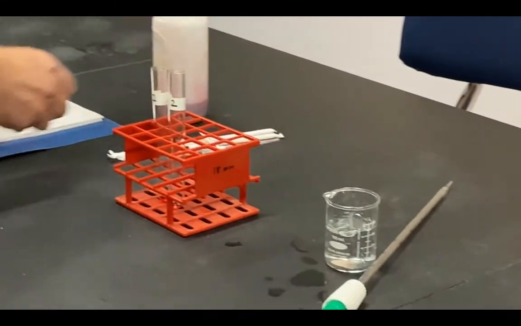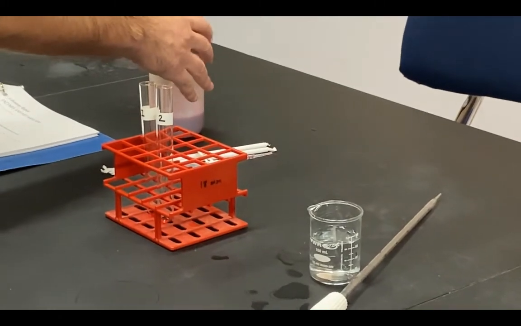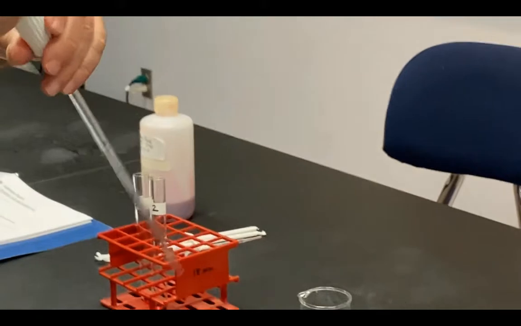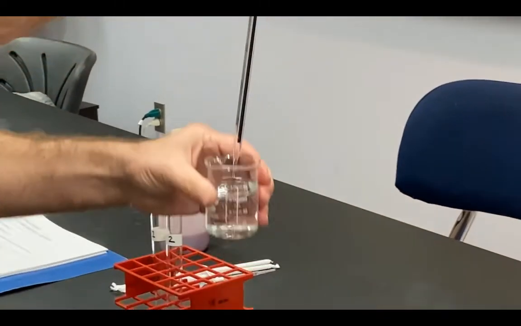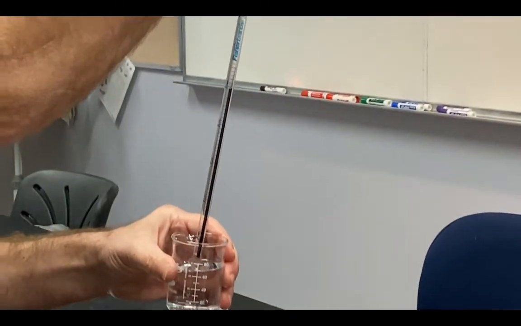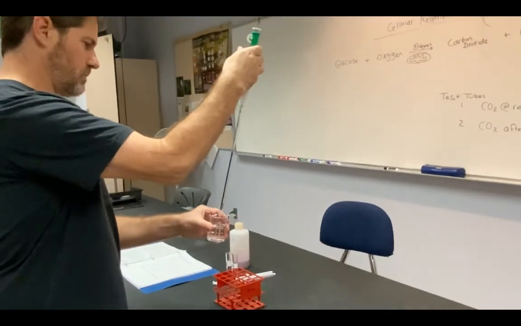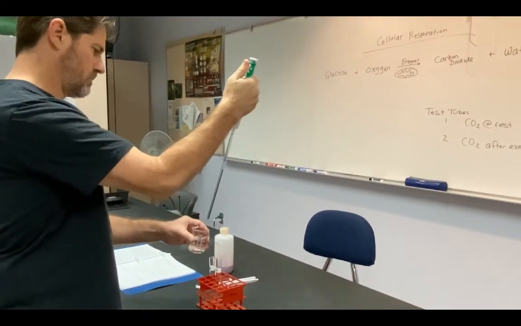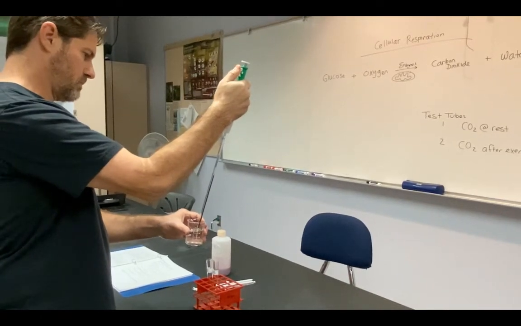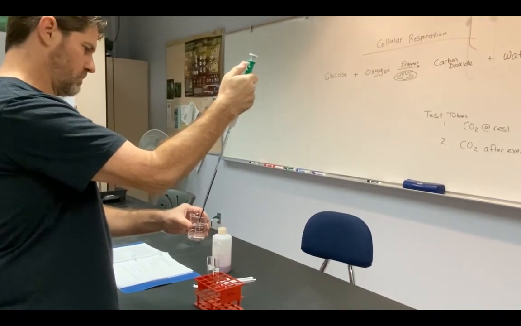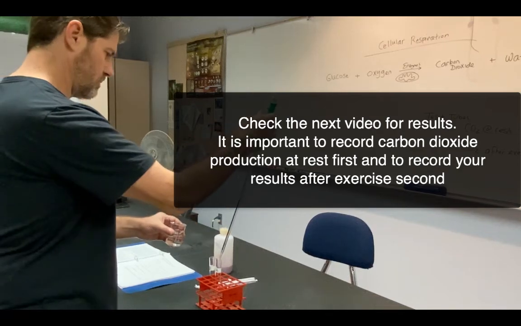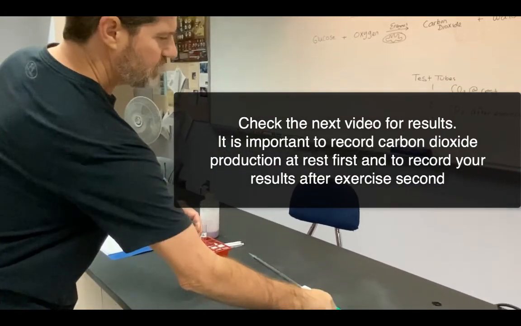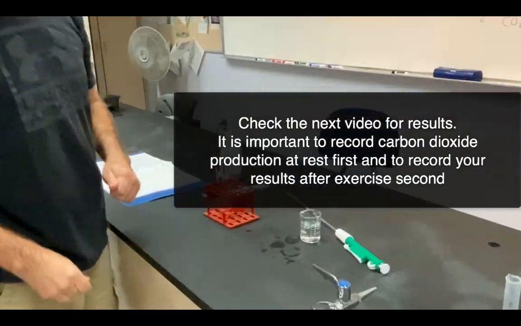Now that I have the phenol red in there, I can go ahead and add tap water to those. So I'm going to add 1 milliliter of tap water to each of these. All right, now we are set up and ready to go. We just need a volunteer to do some exercise.